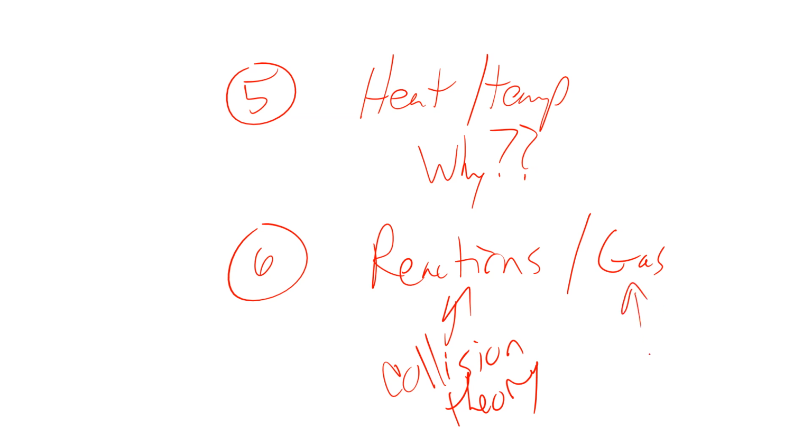And with gas, we're talking about PV equals nRT type relationships, more relationships than math, right? Pressure goes up, volume has to go down because they equal this constant and all that kind of stuff.